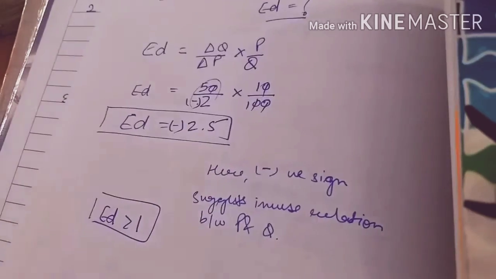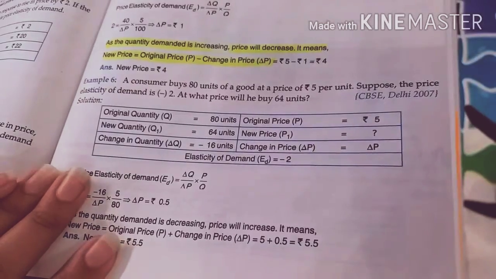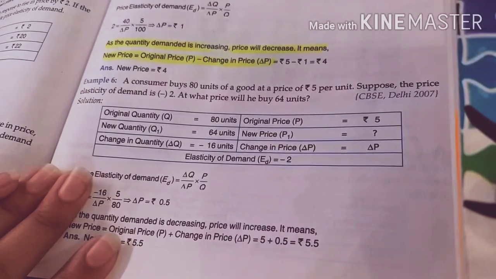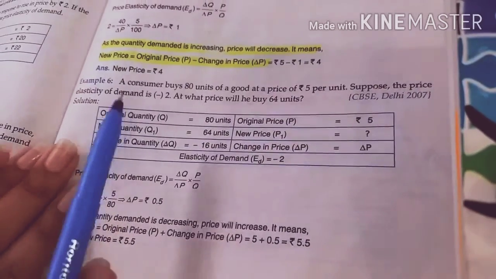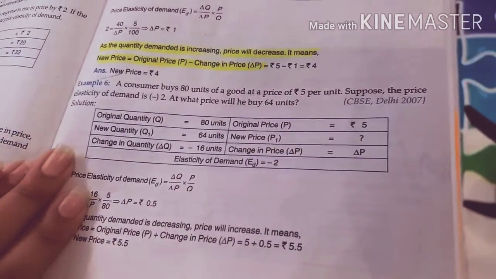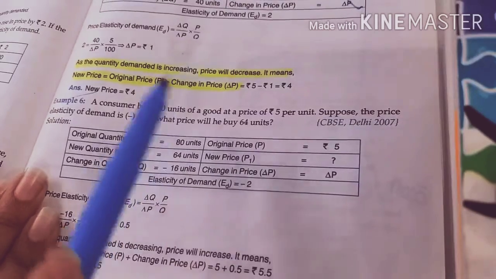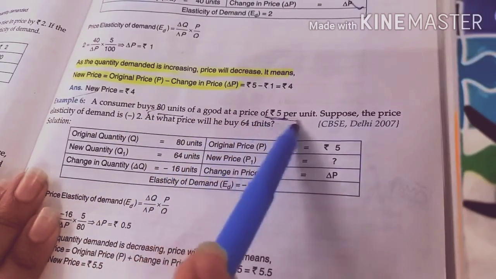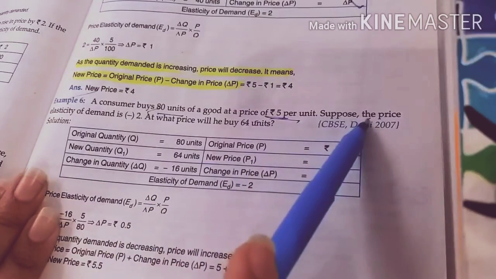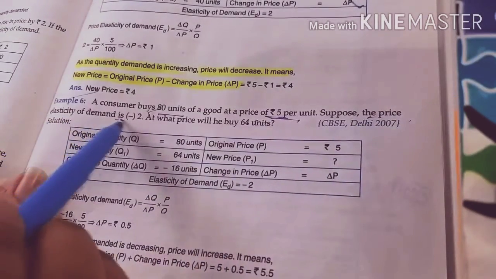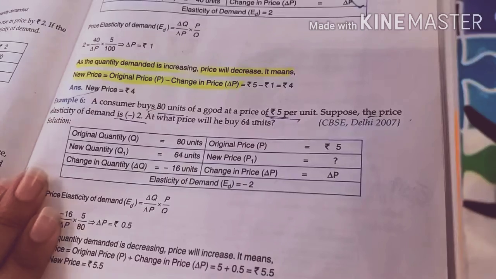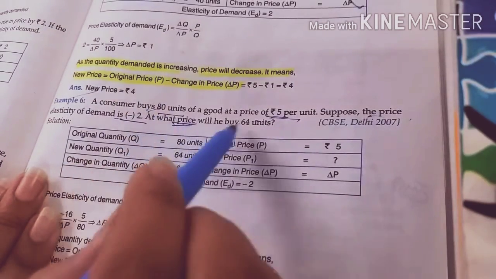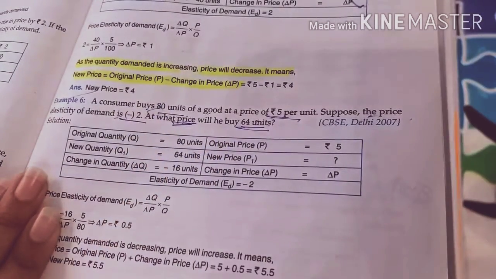So let's move on to another numerical. Okay. Now another type of question is example 6. A consumer buys 80 units of good at a price of rupees 5 per unit. Suppose the price elasticity of demand is minus 2, at what price will he buy 64 units?